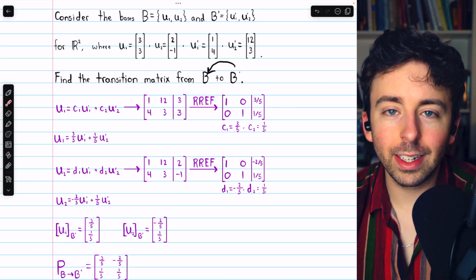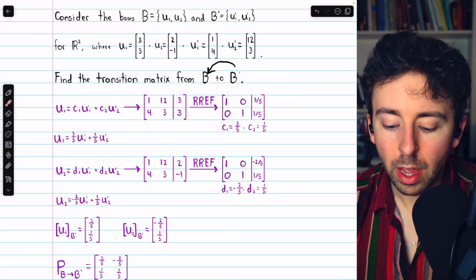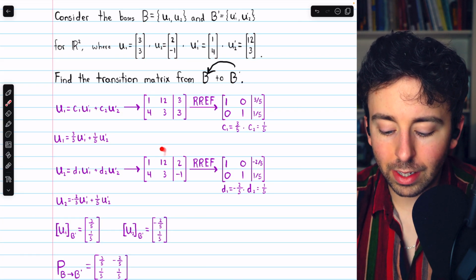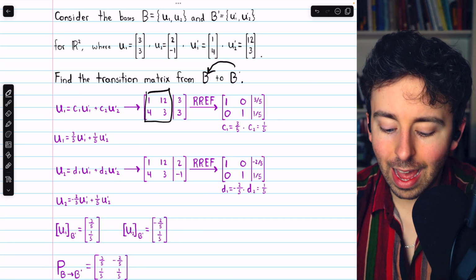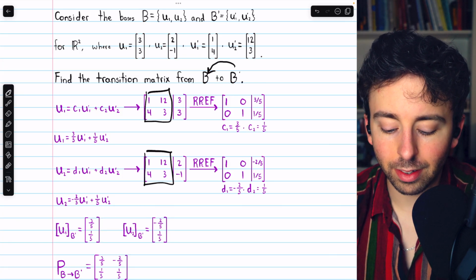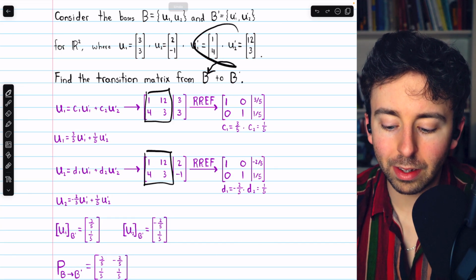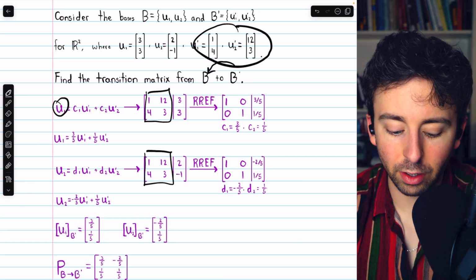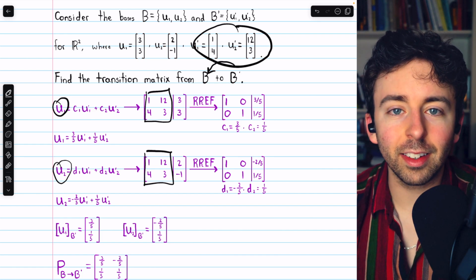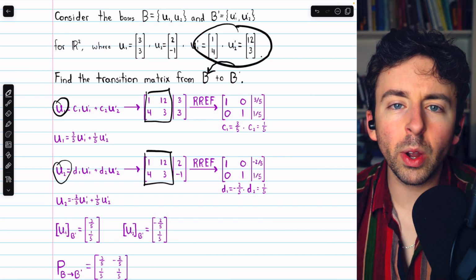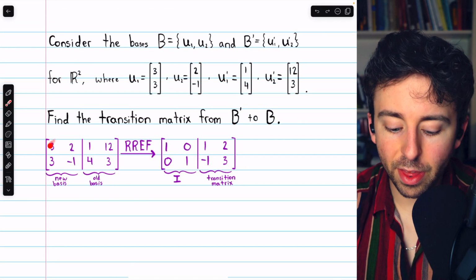But we're going to do that in a slightly quicker way, because notice in this first example, although we used two augmented matrices, those two augmented matrices had the exact same coefficient matrix. That's because the coefficient matrix came from the new basis vectors, and in each case we're trying to transform to the new basis vectors. So for this next example, going the other direction, we're going to wrap it all up in one augmented matrix. And that looks like this.